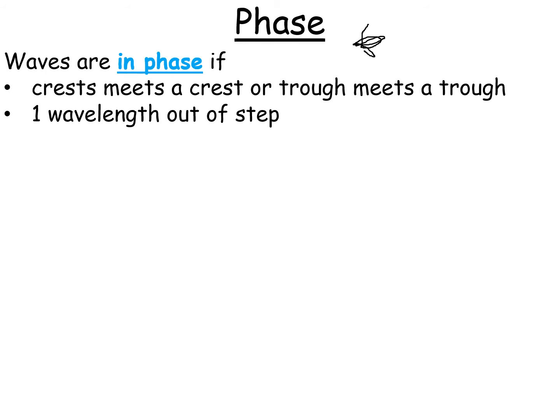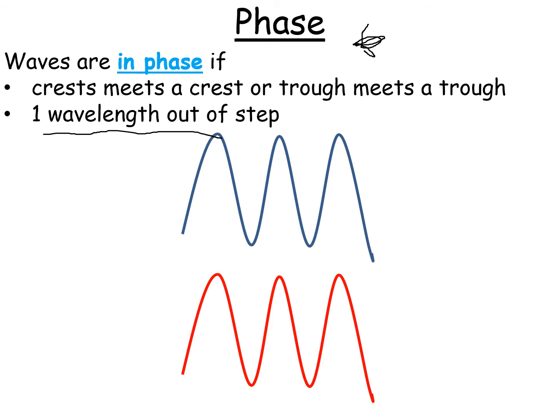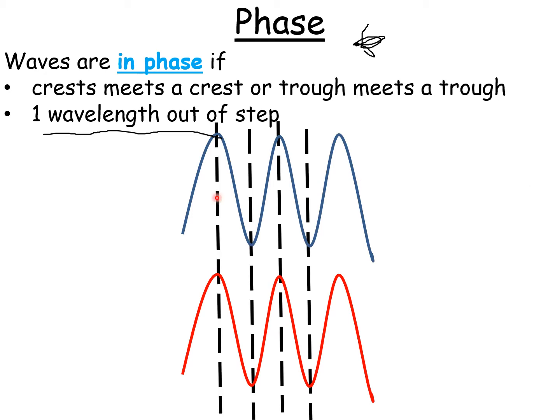And the one that I really want you to try and remember is actually this second one here. This first one is really handy if you're going to draw it, and I would recommend you draw it, but the one wavelength out of step is a bit more rigorous, a bit more formal. Now, what do I mean by a crest meets a crest or a trough meets a trough? Well, here's a wee diagram. You can see I've got two separate waves here, and if you line them up properly, then you can see a crest meets a crest, a trough meets a trough, so these two waves are in phase.